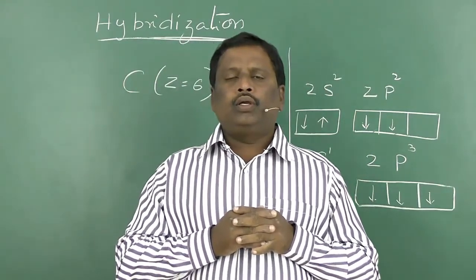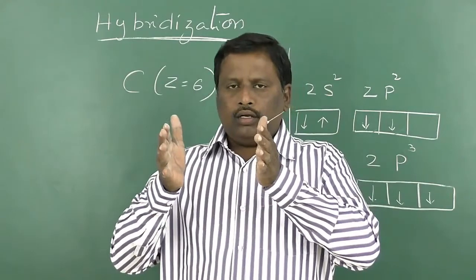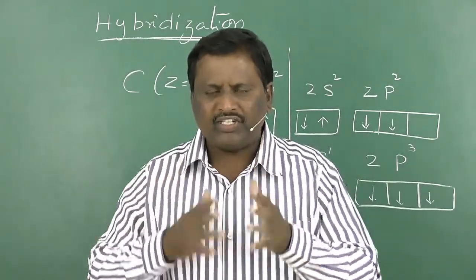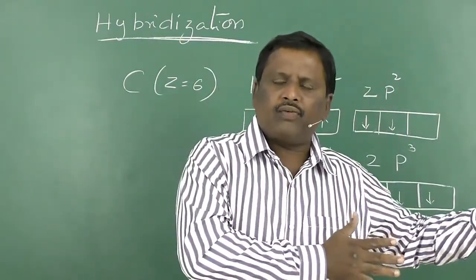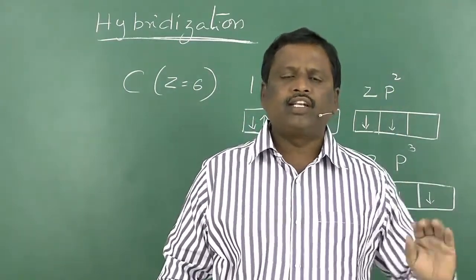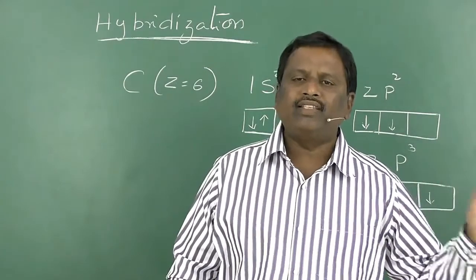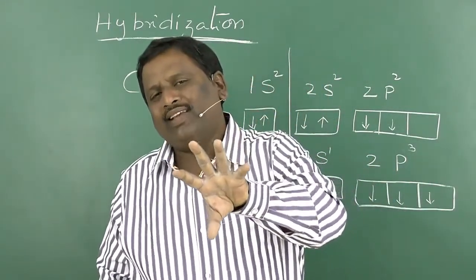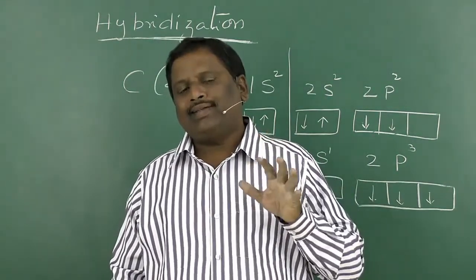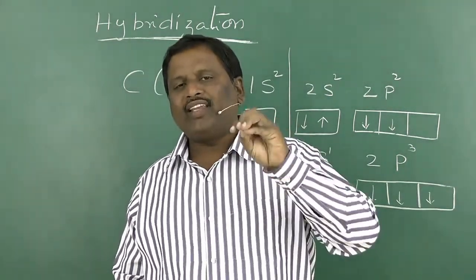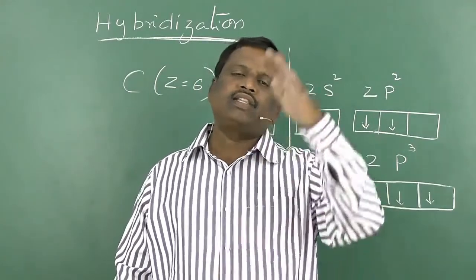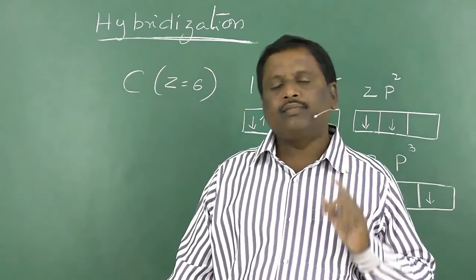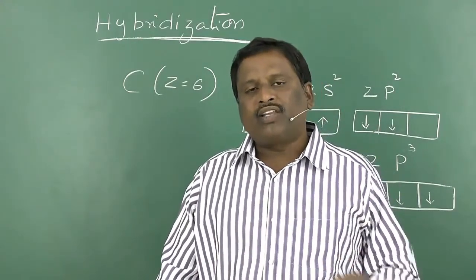So, the number of orbitals that take part in the hybridization is equal to the number of hybrid orbitals that are formed due to hybridization. Only orbitals are involved in the hybridization, but not the electrons involved in it. These are the important postulates of hybridization. Once again, what is hybridization?